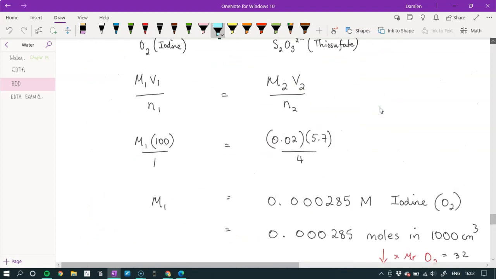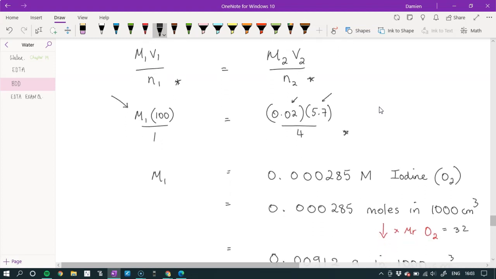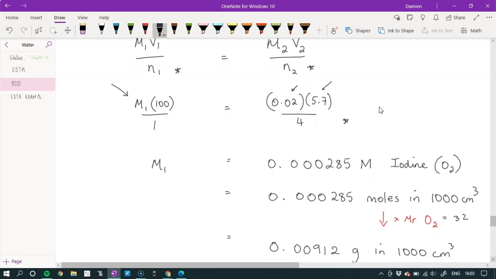M1V1, as usual, we have our iodine on the left and our thiosulfate on the right. The one that we don't know is the concentration of the oxygen. That's the whole point of this experiment, to figure it out. So M1V1, and then you can see your N1 and N2 is a 1:4 ratio, as we've just discussed. Your concentration is 0.02 of the thiosulfate, and the amount you used was 5.7 of the titration. When you do the maths on that, you end up with M1 equal to 0.00285 molar, and that's iodine. That's your concentration of your iodine. In other words, that's the concentration of your oxygen, because the more oxygen you had, the more iodine was produced.